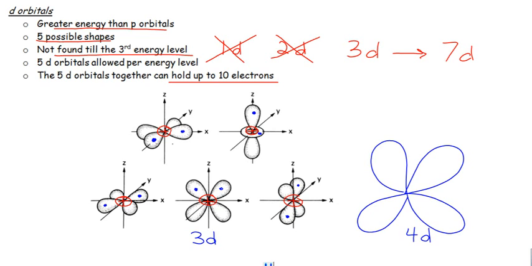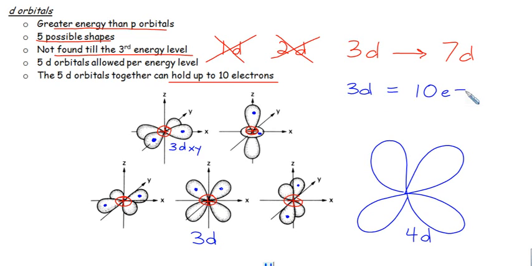So they might say like, this is the 3DXY. Okay, we're in the third energy level, D orbital. Yep, that's legit. So if somebody just said 3D, that could be any one of these 10 electrons. There are 5 D orbitals in the third energy level. Each can hold 2 electrons for a total of 10.